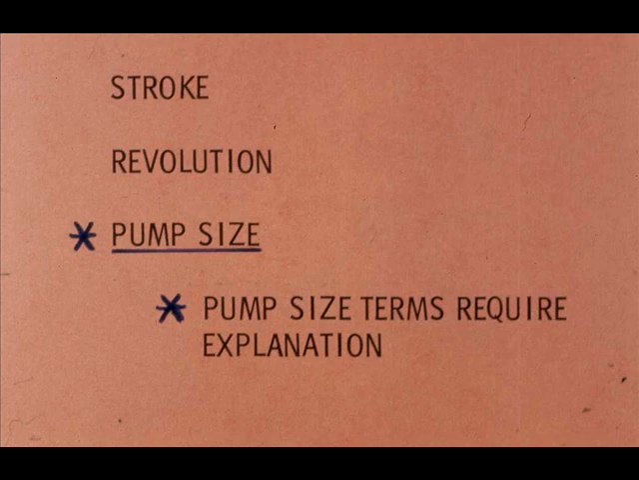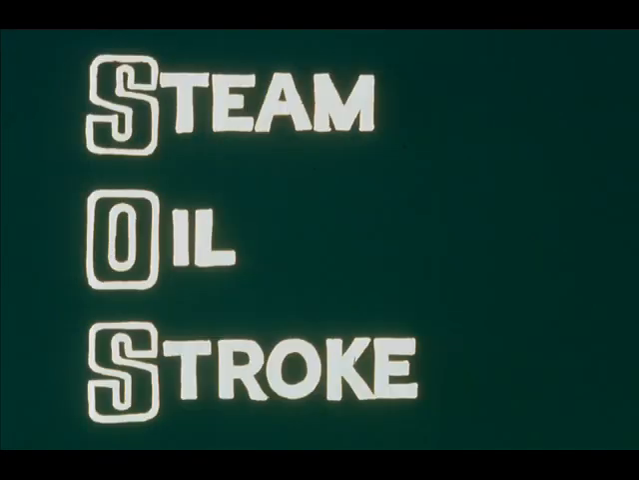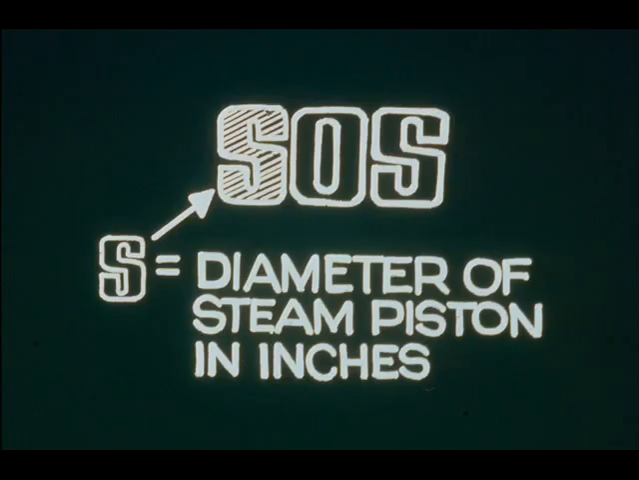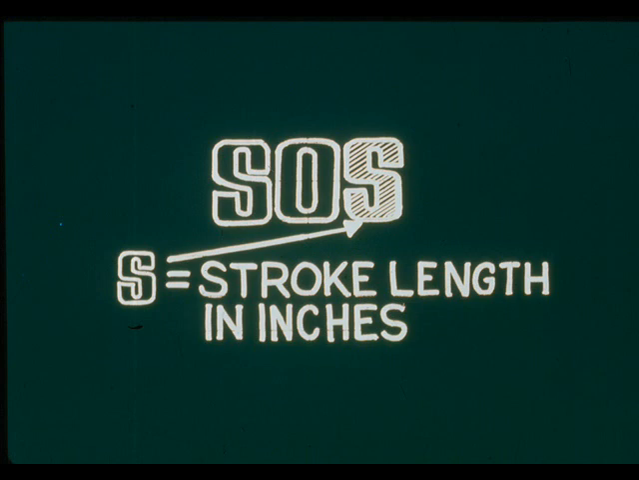Steam-driven reciprocating pump sizes are expressed in terms that require explanation. Sizes are expressed in such terms as 12 by 10 by 18 or 4 by 3 by 5. It's easy to remember what the numbers mean if you remember SOS: steam, oil, stroke. The first number is the diameter of the steam piston in inches. The second number is the diameter of the oil piston in inches. The third number is the stroke length in inches.